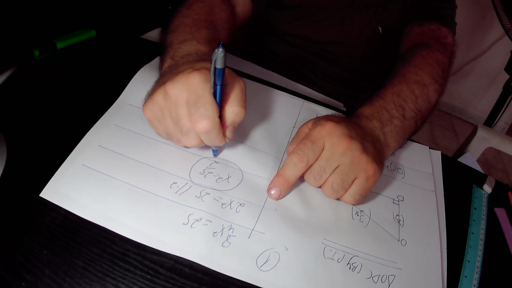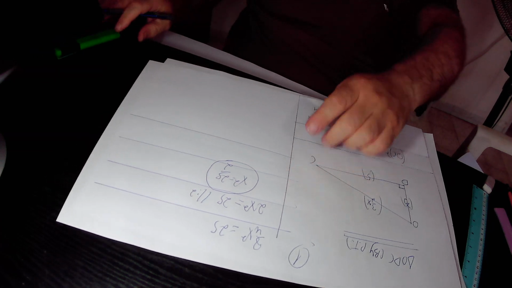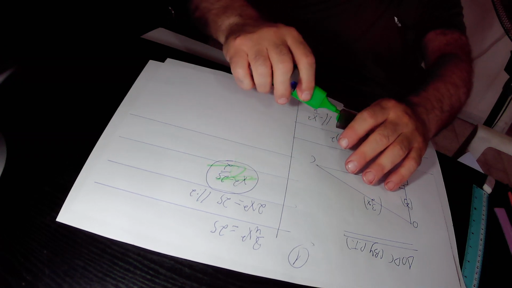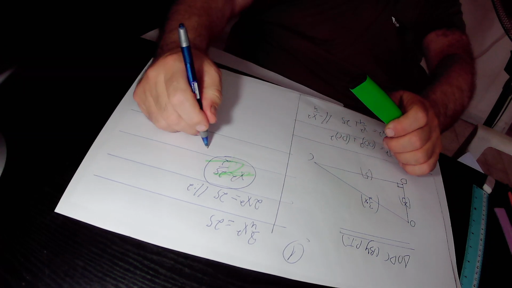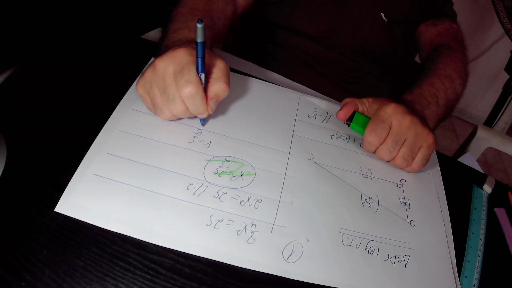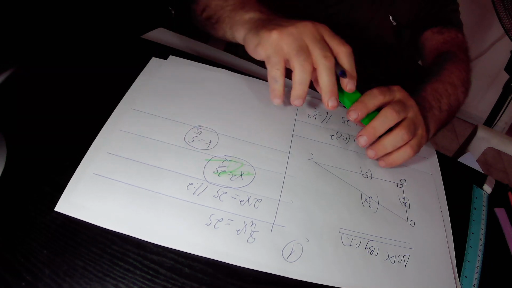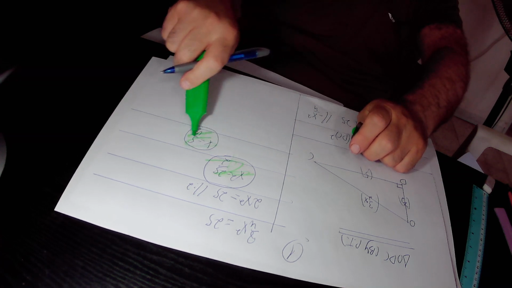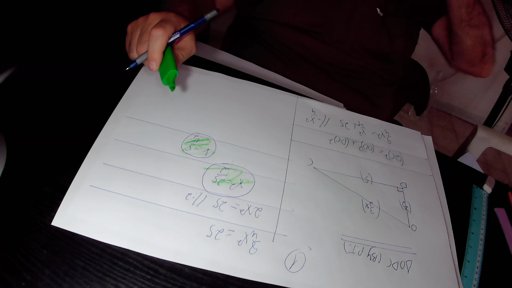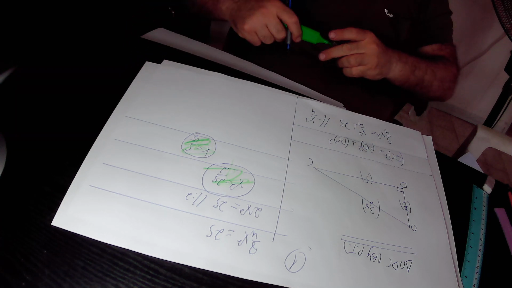X squared equals 25 over 2. We take a root of this equation and finally get that x equals the square root of 25 over 2, that is 5 over square root of 2. Okay, again, I actually found out that x squared equals 25 over 2 and x equals 5 over square root of 2 units in length.